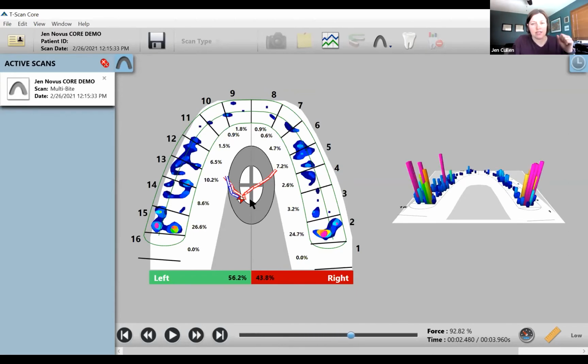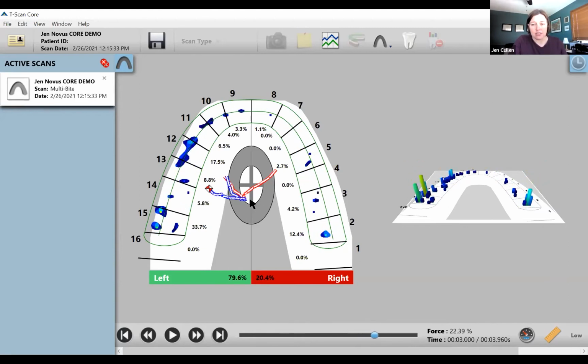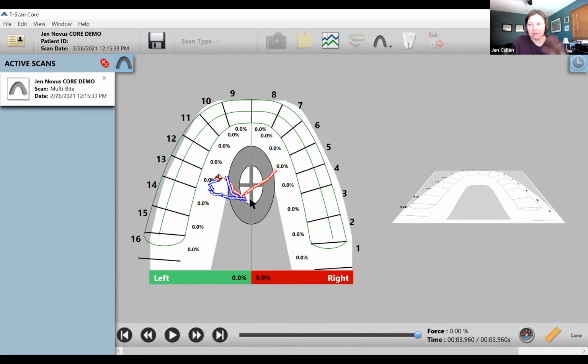As I play it forward, you're going to see I bit down a second time, which is very consistent information. And then I actually slid to the left. So you can see what happens as I move left. Are my back teeth disengaging? You'll see that I have some contacts on number 15 and number 2 that hang in for a while before I actually get to my full disclusion on that side. So this is the same information that you can capture from T-Scan Novus and T-Scan Novus Core. There's just a little bit different functionality with some analysis features. So let me go back, and we'll review some cases.